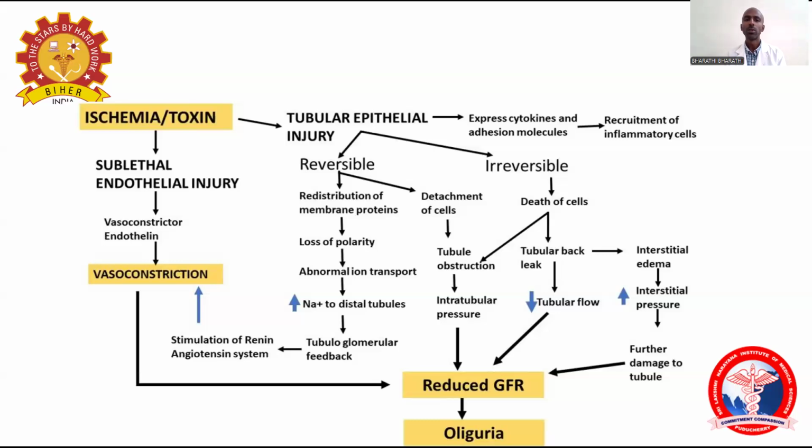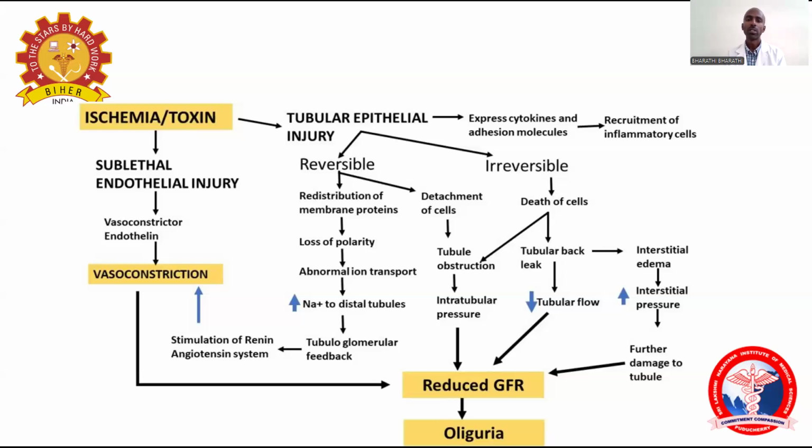In the reversible epithelial injury, some epithelial cells will detach from the basement membrane and will end up in the tubular lumen and cause obstruction. This obstruction will result in an increase in the intratubular pressure. Once there is an increase in the intratubular pressure, it will result in reduced GFR and urine output.